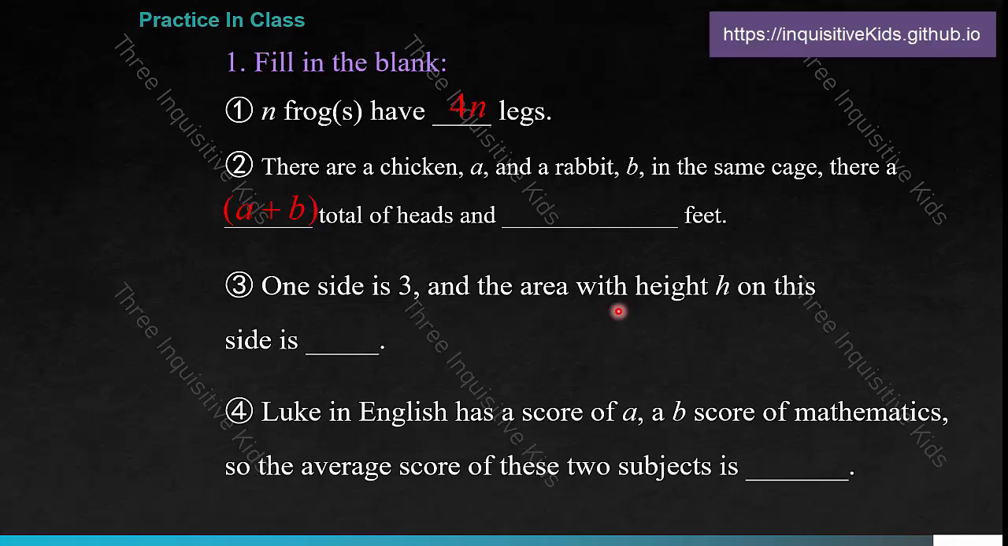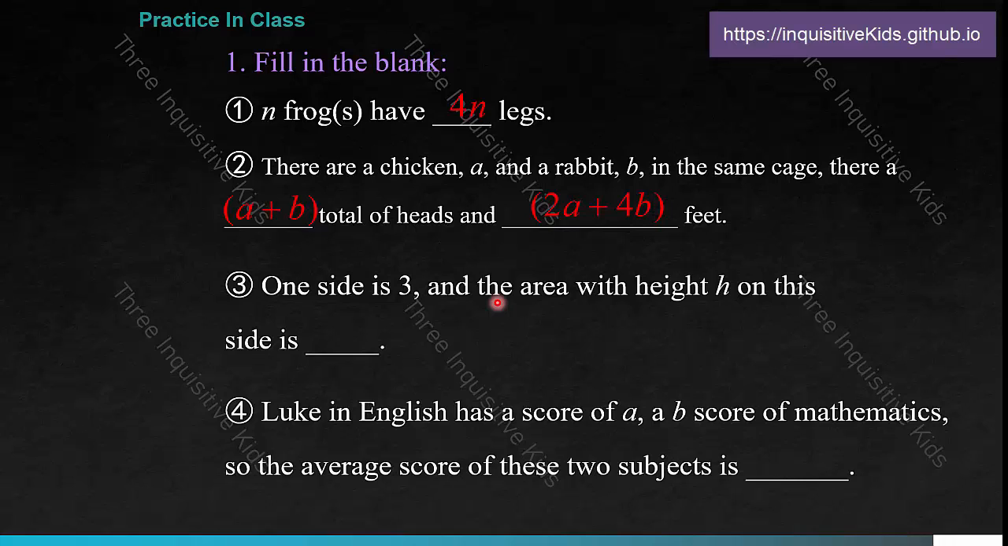And then for feet, well, chickens have 2 feet and each rabbit has 4 paws. So that could be 2A plus 4B because we can first calculate the number of feet that chickens have and the number of feet that rabbits have. So that would be 2A plus 4B. Okay, and the fourth one.